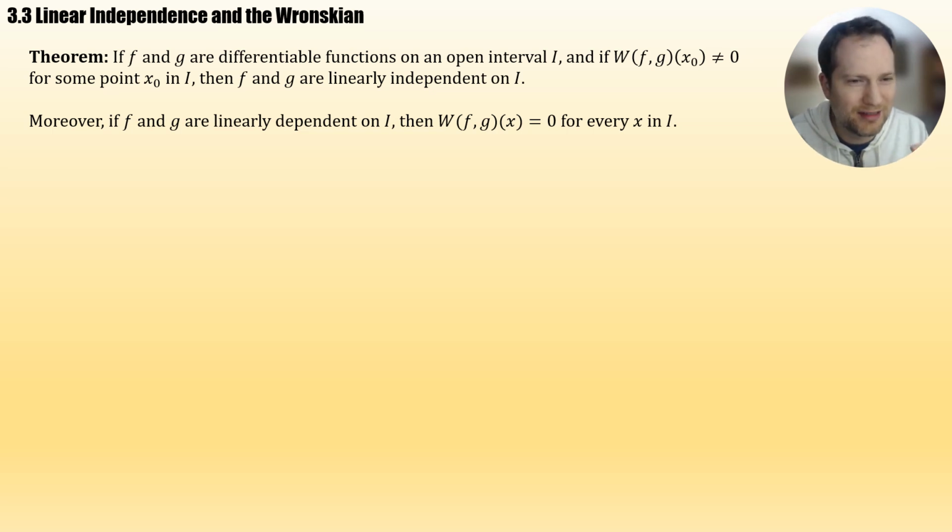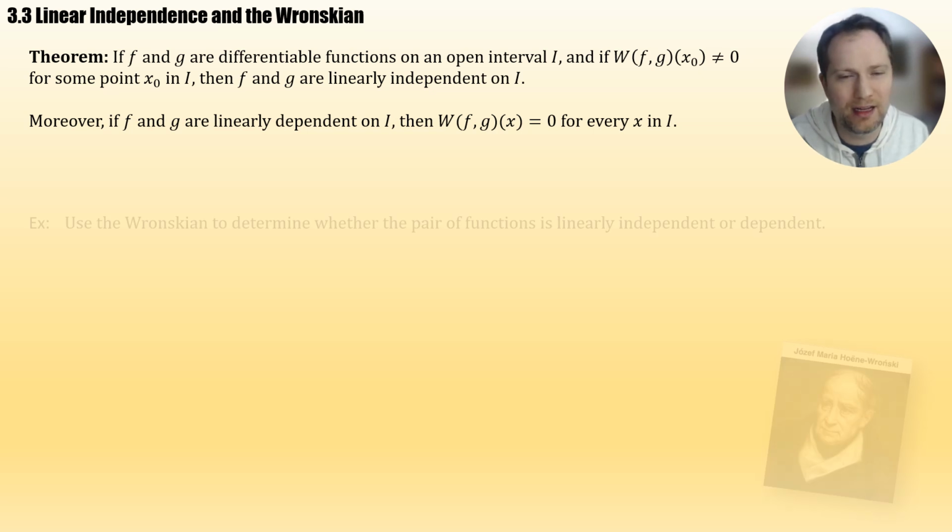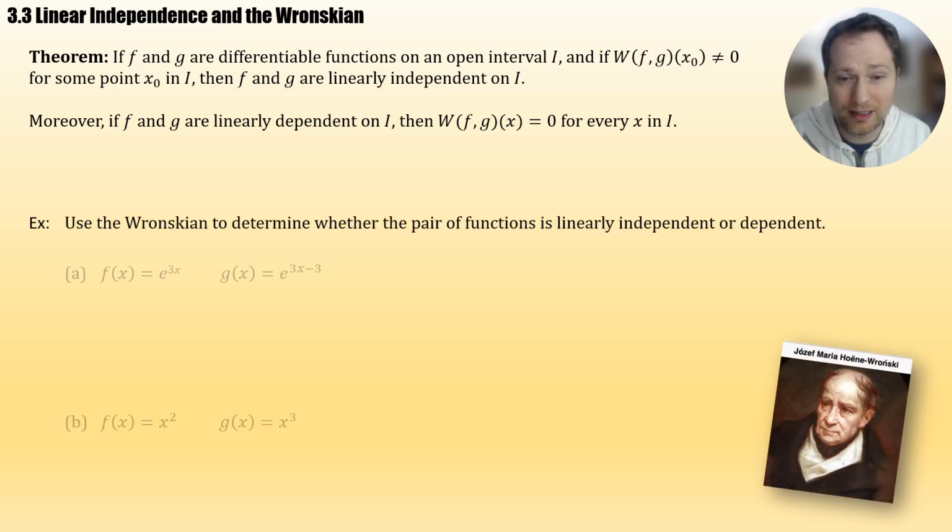That is, so let's pause and think about that first sentence of this theorem. That is, if f and g have a Wronskian that's not 0 for even one point, then it's linearly independent on the whole interval. All we have to do is check one point. Interesting. Okay, that's interesting. Let's look at the second part here. Moreover, if f and g are linearly dependent on I, then the Wronskian will be 0 for every x in I. All right, let's take a look at two different sets of functions.